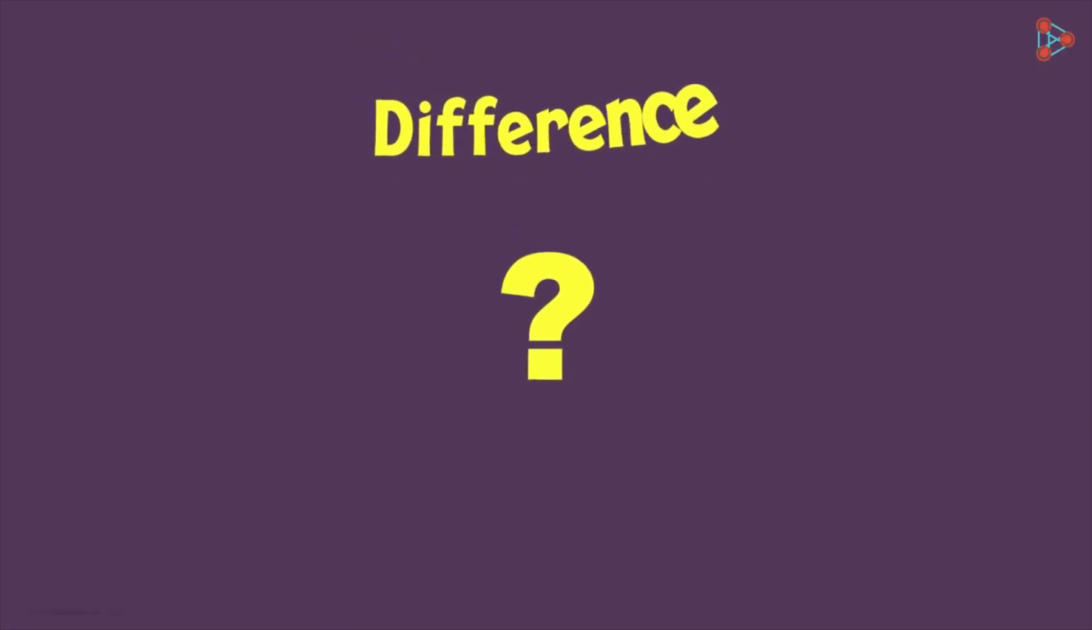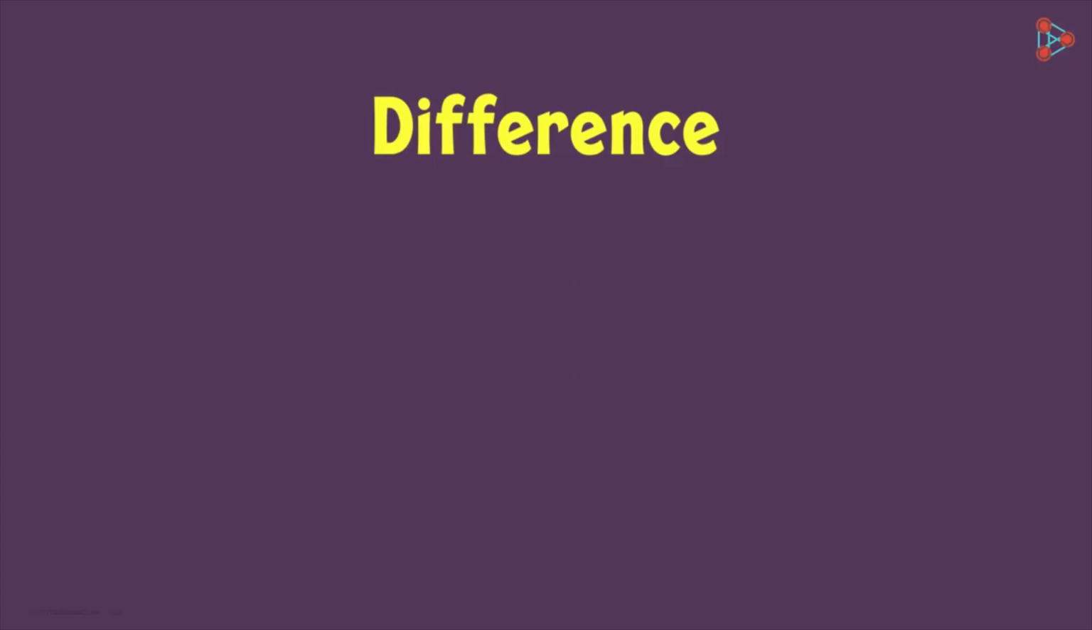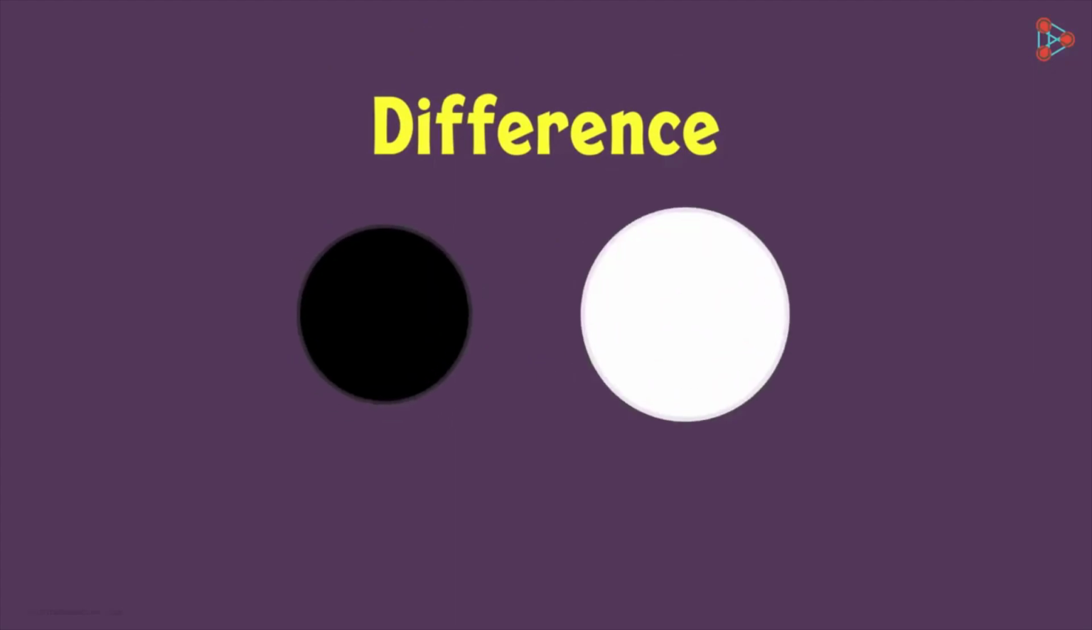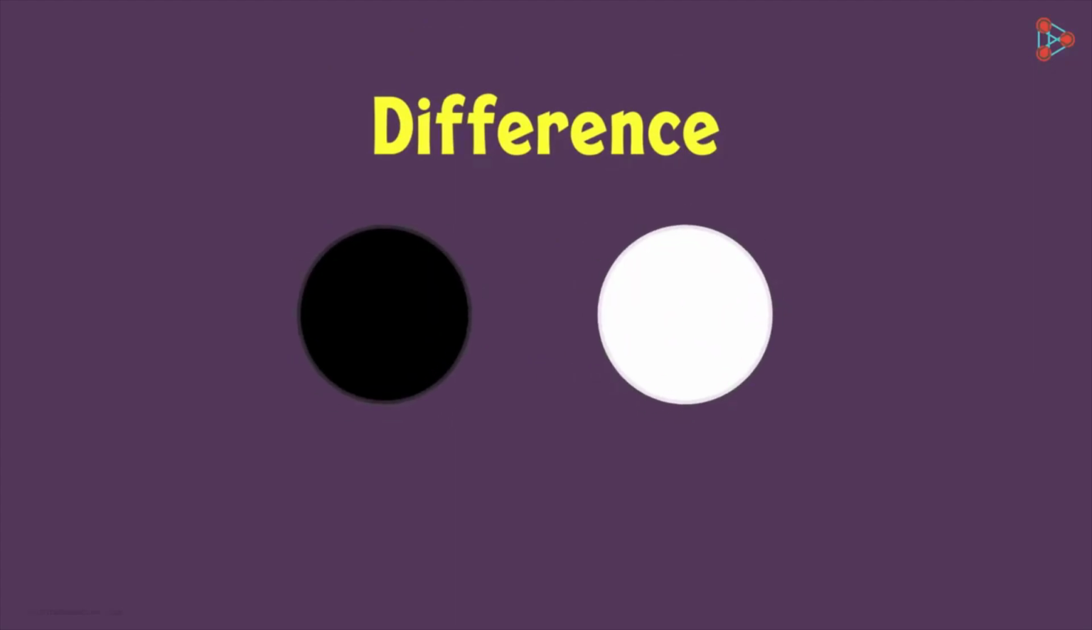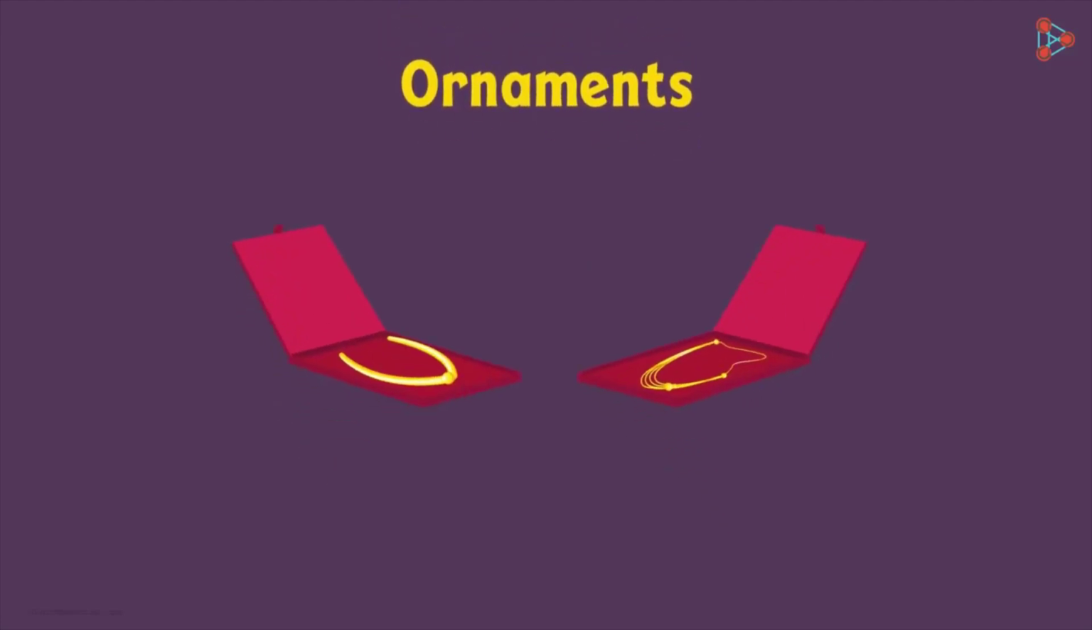But how do you differentiate between the two? Is it as easy as the difference between the two colors black and white? Well, for that, let us look at the physical properties of each category in detail. Let us take, for example, the ornaments. Any of the ornaments will do. What do you have to say about them? You will observe that most of them are made up of gold or silver.